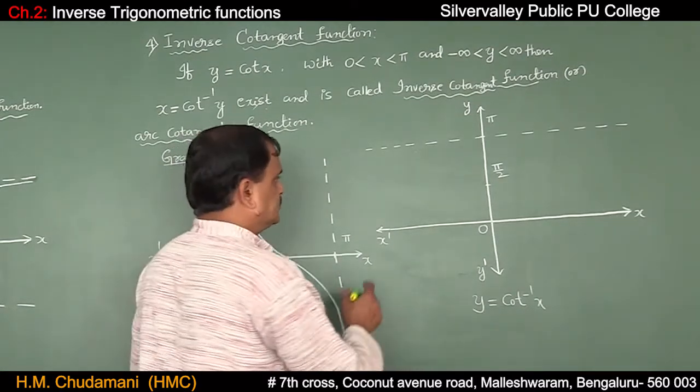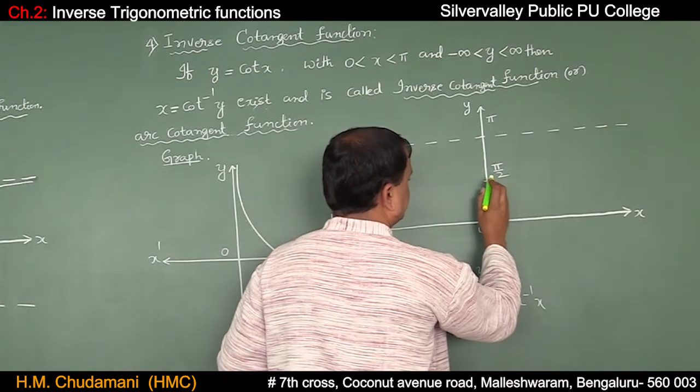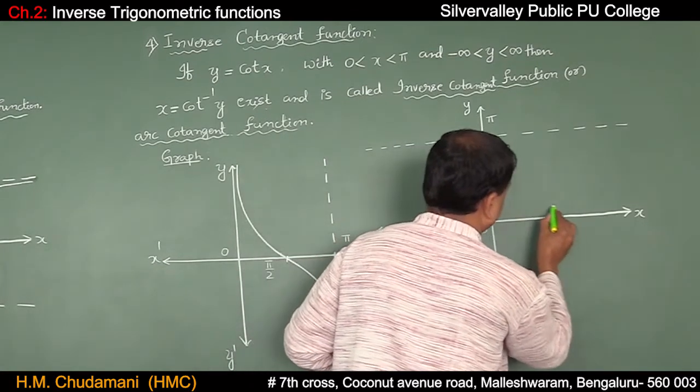and y values. Okay, so this is pi by 2, you know, this is pi by 2. The graph should be something like this.